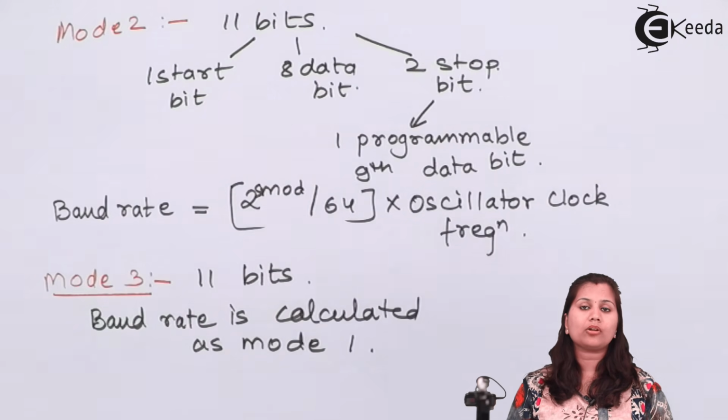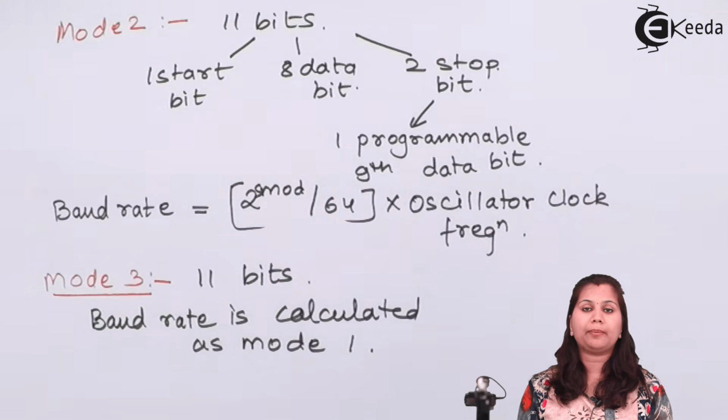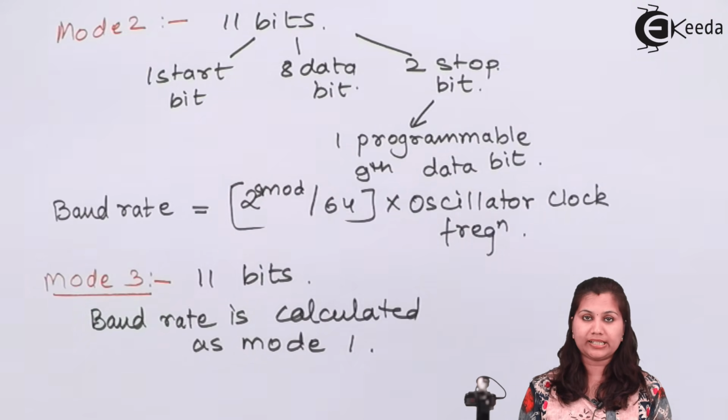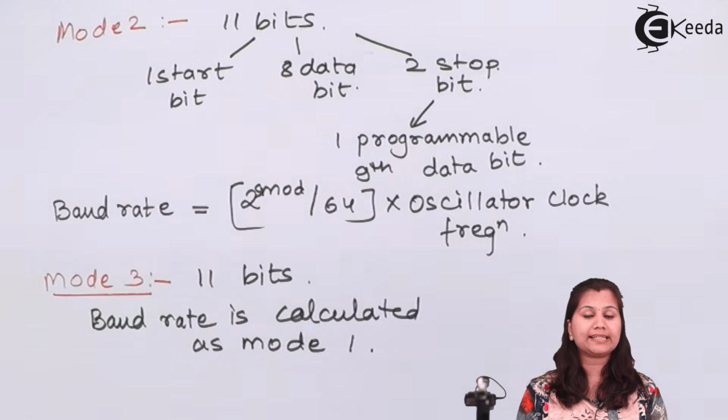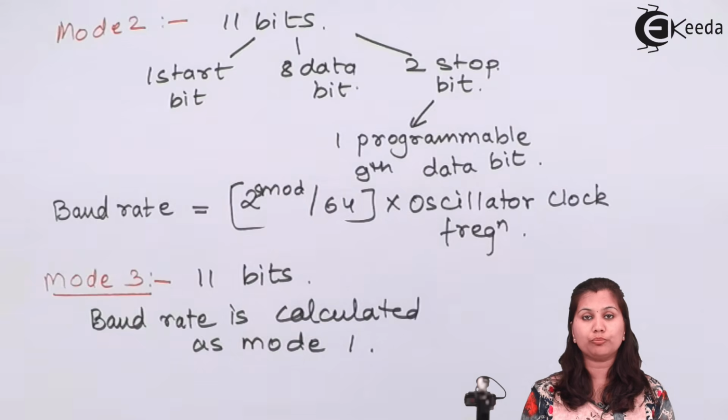So in this video we studied serial communication in the 8051 microcontroller. First we studied what serial communication is, what the types of serial communication links are, then the types of serial communication, asynchronous and synchronous. Then we studied the 3 special function registers, SBUF, SCON and PCON, and in the last we studied the serial communication modes of 8051. So I hope that this topic is clear to you.